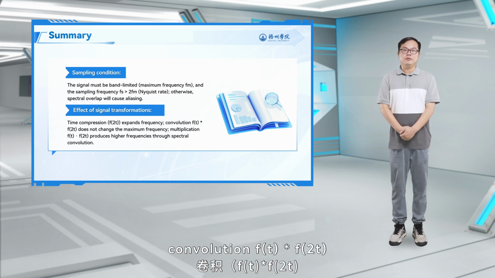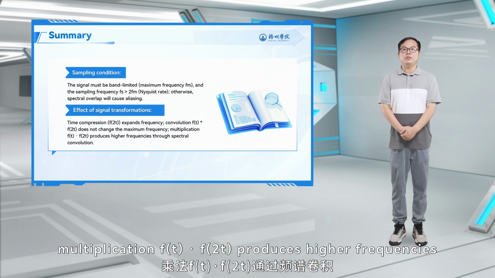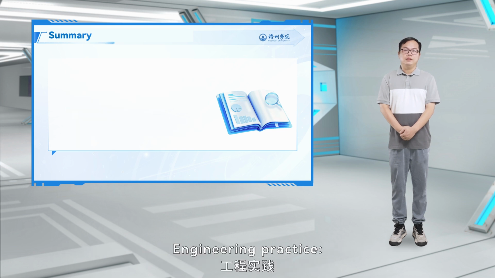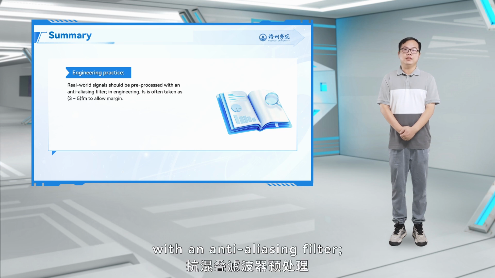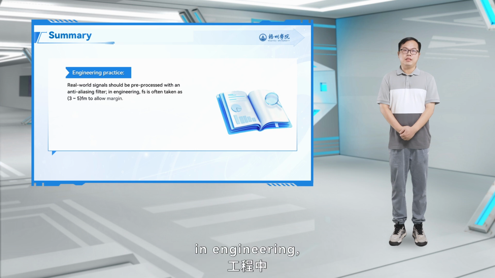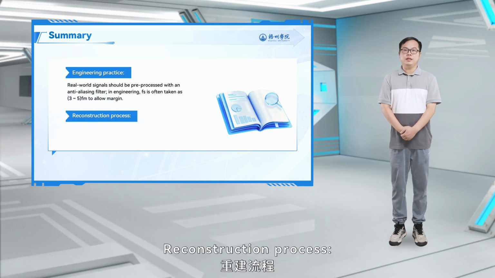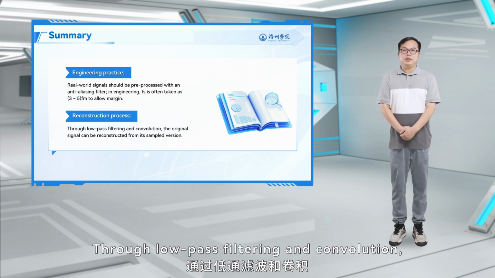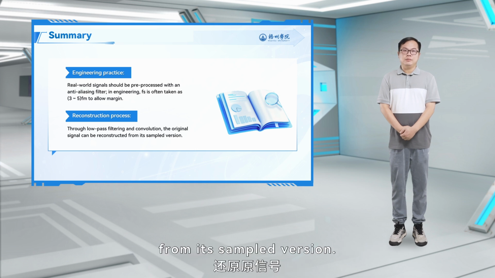Convolution f of t convolved with f of 2t does not change the maximum frequency. Multiplication f of t multiplied by f of 2t produces higher frequencies through spectral convolution. Engineering practice. Real-world signals should be pre-processed with an anti-aliasing filter. In engineering, Fs is often taken as 3 to 5 FM to allow margin. Reconstruction process. Through low-pass filtering and convolution, the original signal can be reconstructed from its sampled version.